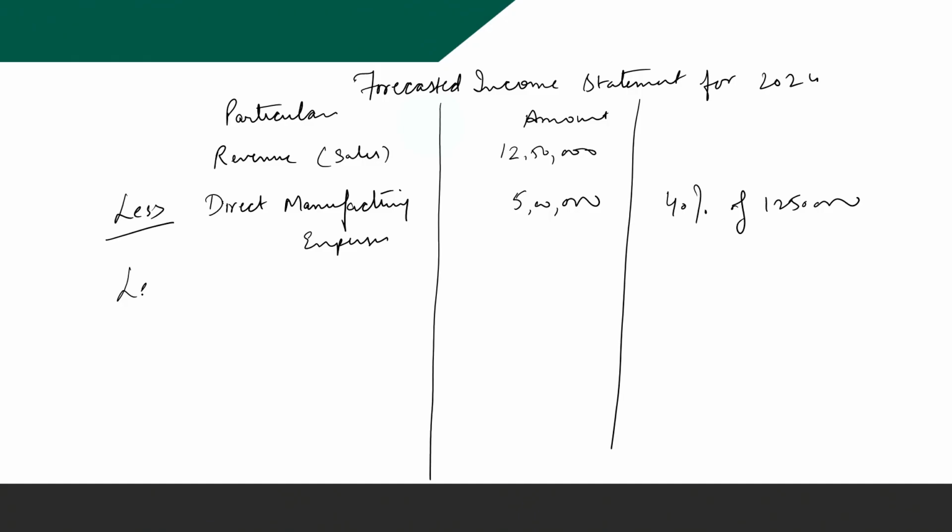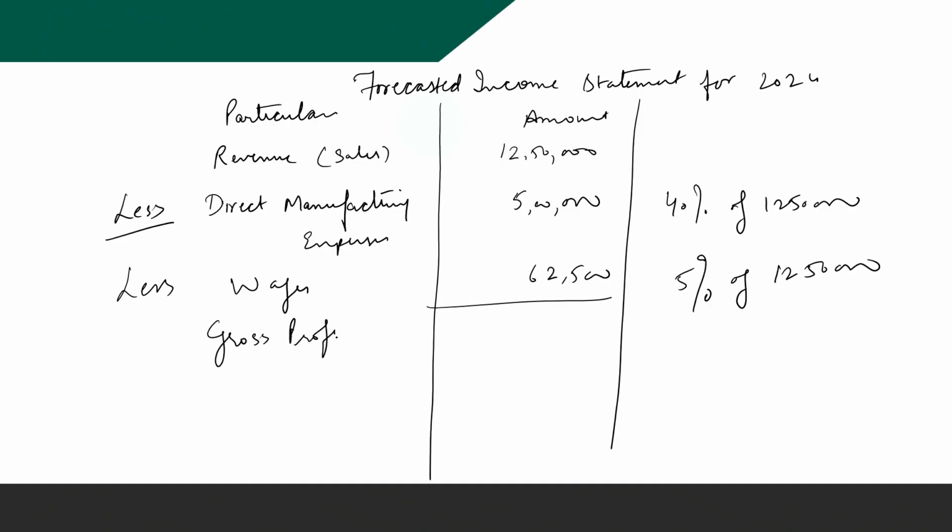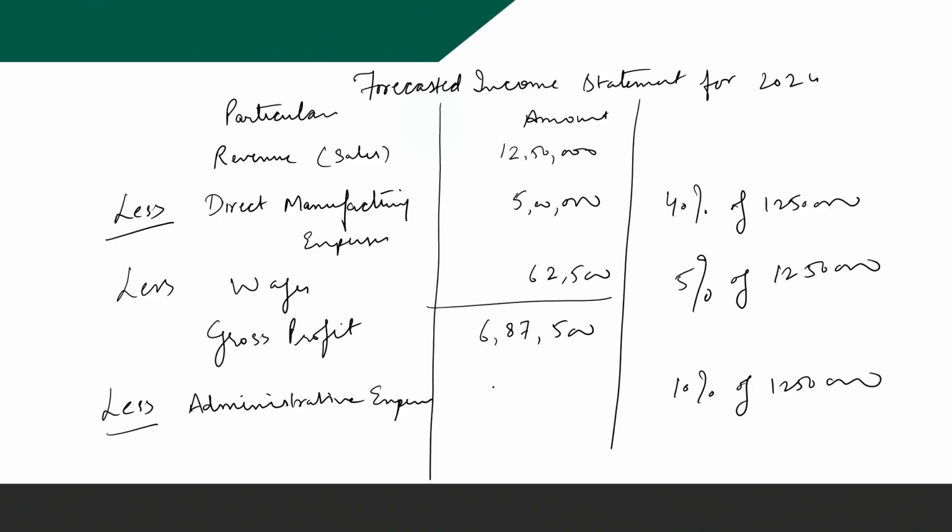The next item is wages, which was 5% of 12,50,000. It comes to 62,500. So we get the figure of gross profit here, which is equal to 6,87,500 rupees. And out of this gross profit, we deduct the first expense, that is administrative expenses, which is our operating cost. Administrative expenses, which is given as 10% of sales, comes to 1,25,000.